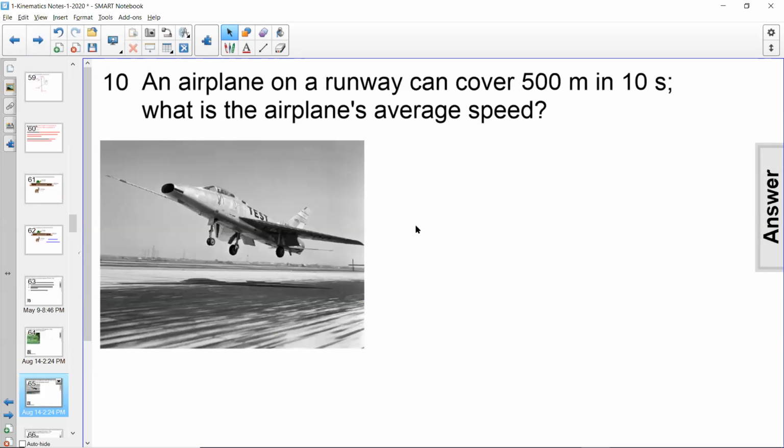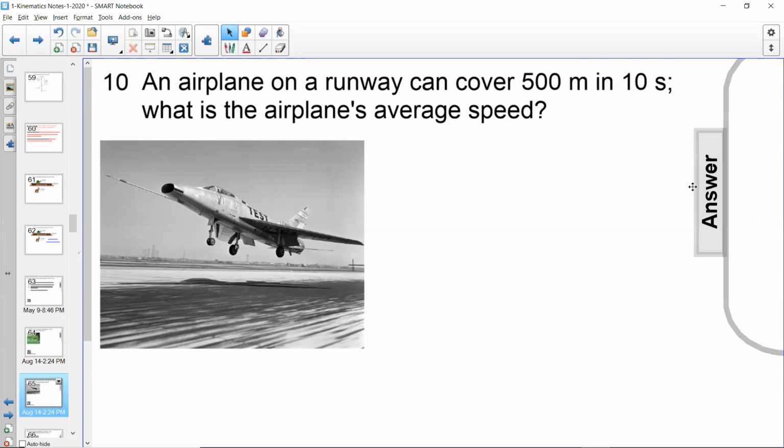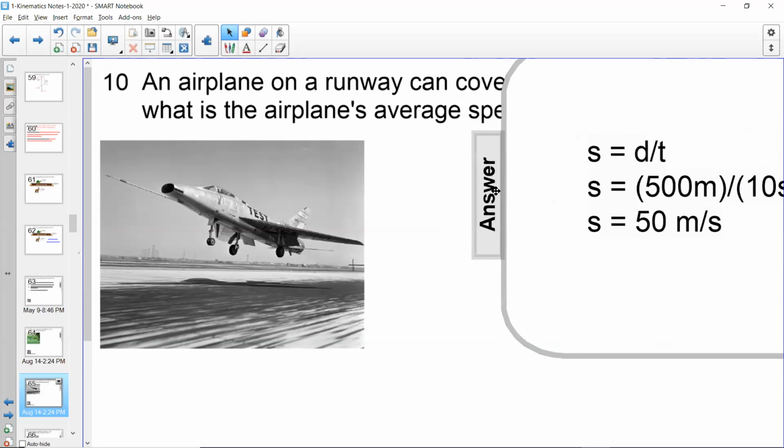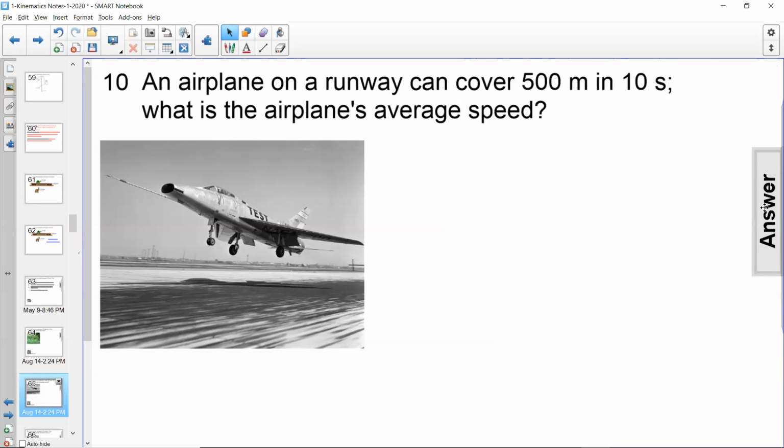An airplane on a runway can cover 500 meters in 10 seconds. What is the airplane's average speed? Good. So again, distance over time, 500 meters divided by 10 seconds, average speed of 50 meters per second.